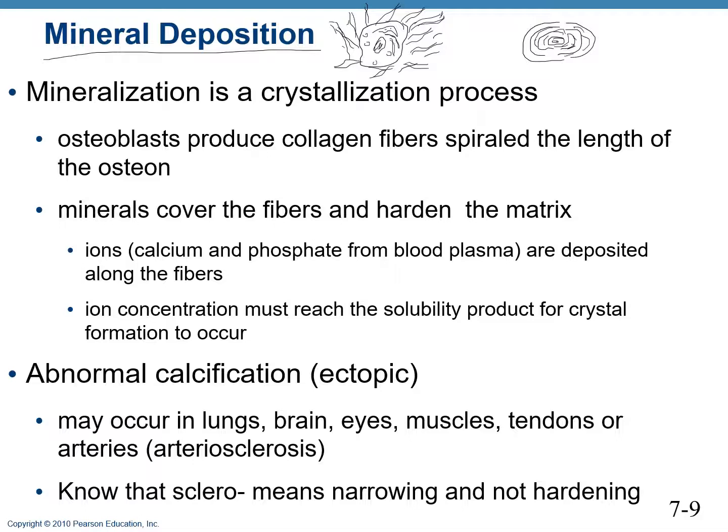And prior to mineralization, it's not going to have quite this neat appearance, but minerals are eventually going to cover the fibers and harden that matrix. And we have ions, which are calcium and phosphate derived from blood plasma, that are going to be deposited all along those fibers.